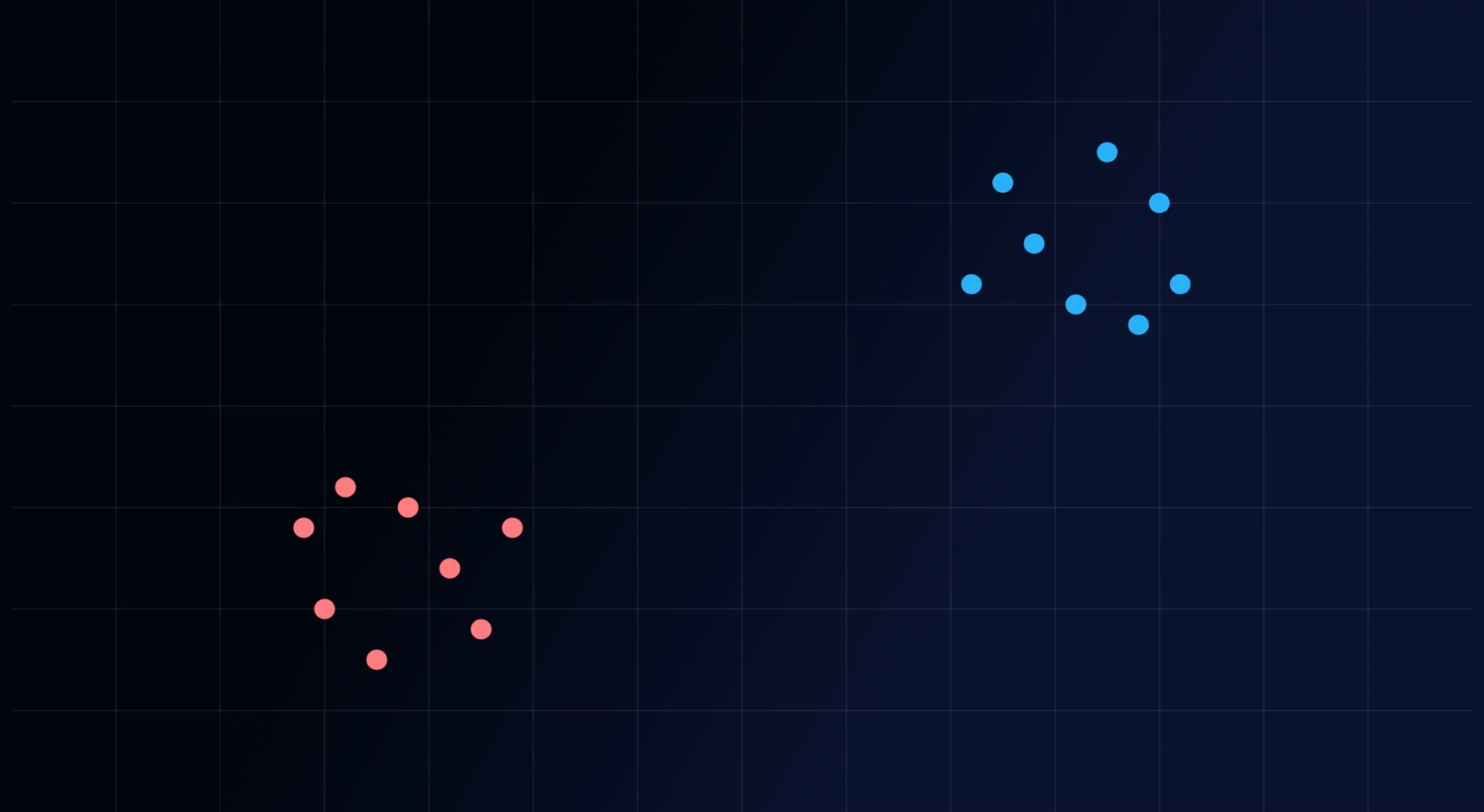At first this feels trivial. Of course you can slip a line between two groups that don't overlap. But hold that thought, because the interesting question is not whether a line exists. It's which line out of infinitely many we should actually choose.